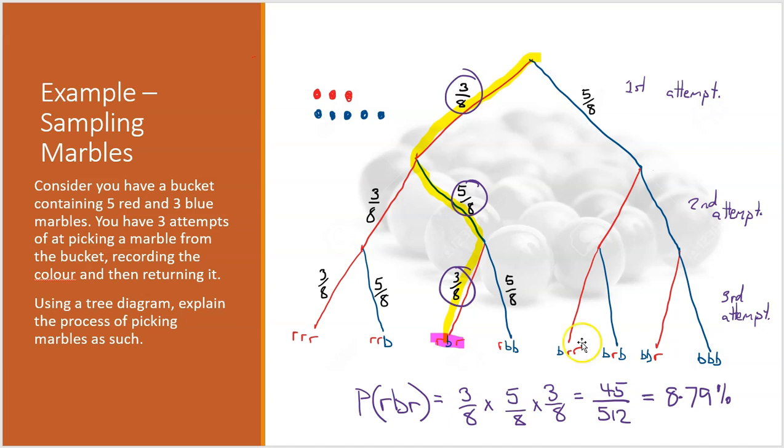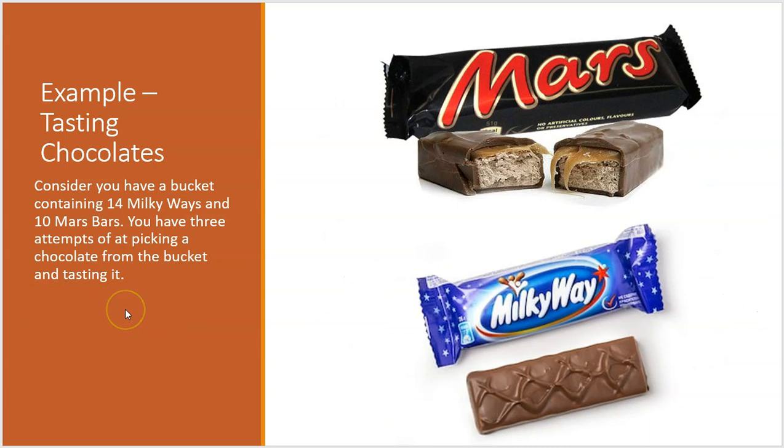So what about a different situation where we were sampling but not returning the item that we picked back to the bucket? Consider tasting chocolates. We've got a bucket with 14 Milky Ways and 10 Mars bars. You have 3 attempts at picking a chocolate from the tasting bucket.